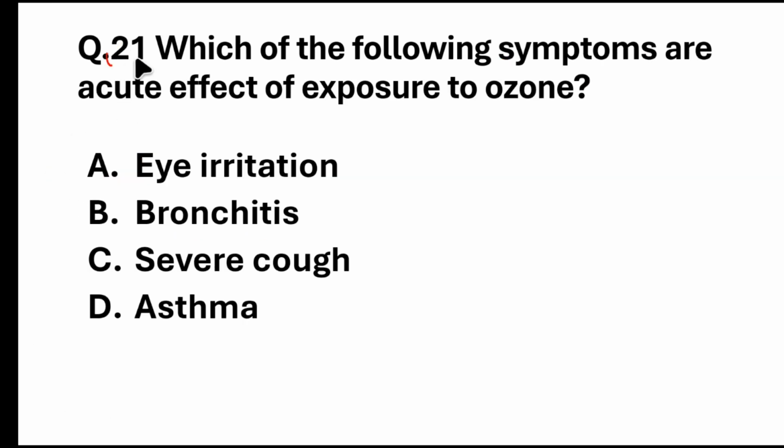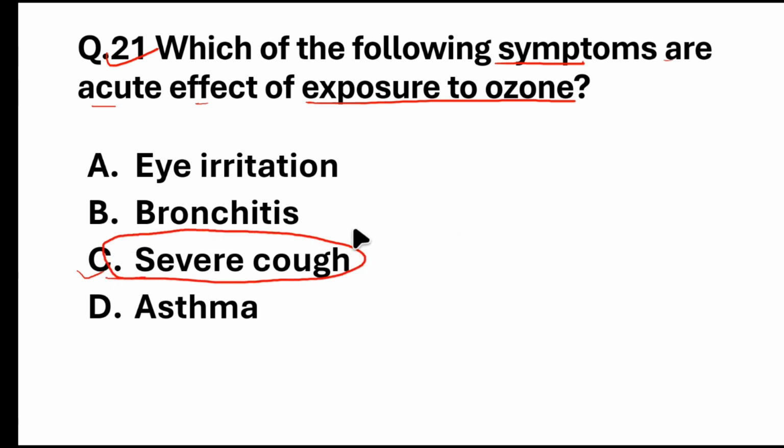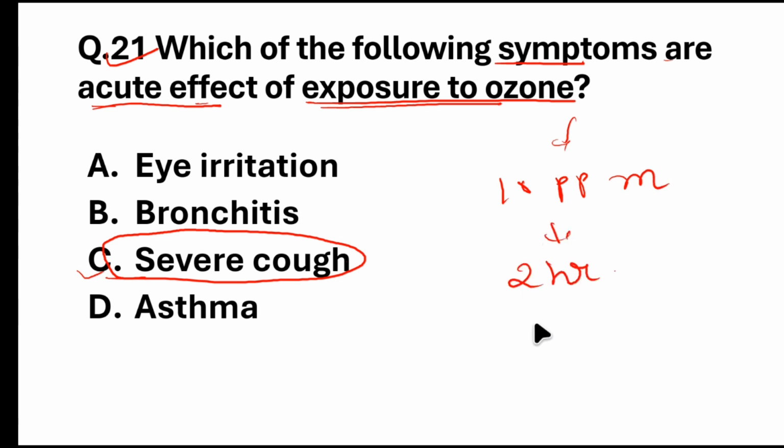Question number 21. Which of the following symptoms are an acute effect of exposure to ozone? Answer option C, severe cough. Among the given options, only severe cough is an acute effect of exposure to ozone. When exposure to ozone is about 10 ppm continuously for 2 hours, severe cough may be caused.